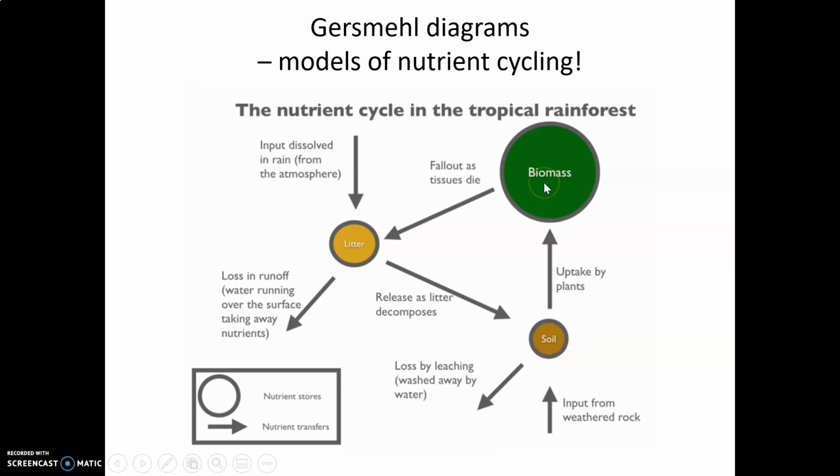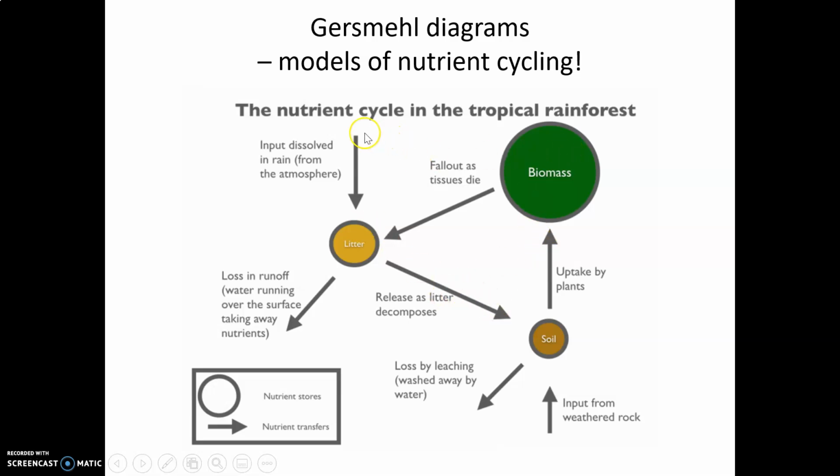And apart from showing the different stores, the arrows show how the nutrients then move from one store to another, the transfer of nutrients. So when tissue dies, for instance, then nutrients stored in the biomass would fall to the ground, fall to the forest floor, and stay there or lay there in the form of litter. And when the litter is then decomposed, some of the nutrients would then be released to the soil.